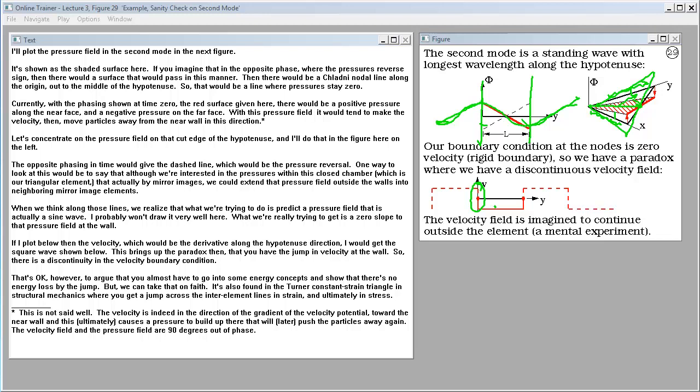And it's also found in the Turner constant strain triangle in structural mechanics, where you get a jump across the inter-element lines in strain and ultimately in stress.